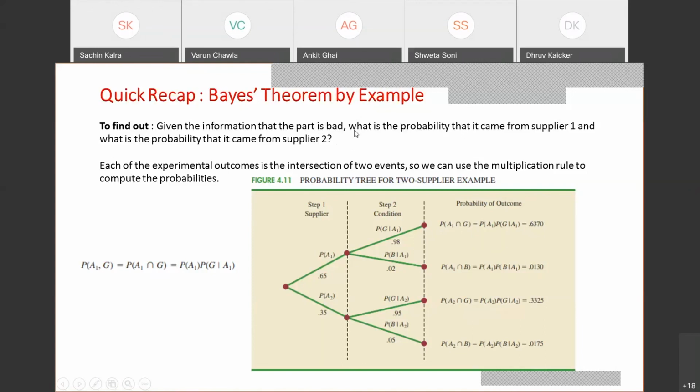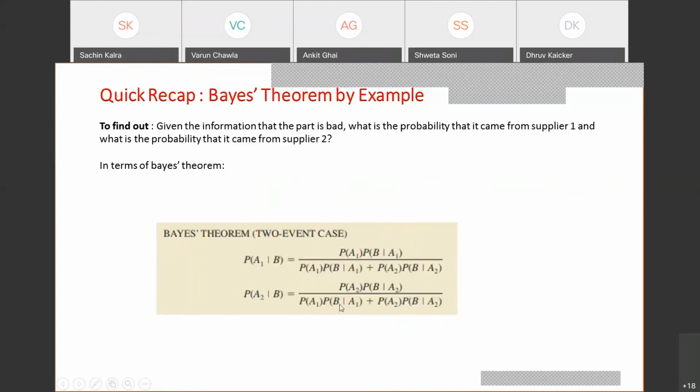In the problem statement, we have already got it that the part is going to be bad. Find the probability it is from supplier 1. And this is saying supplier 1 and good. What is the probability of these two events occurring together? Okay, so just forget this part for now, I think these values are plain and simple and clear. Let's move on to the application.